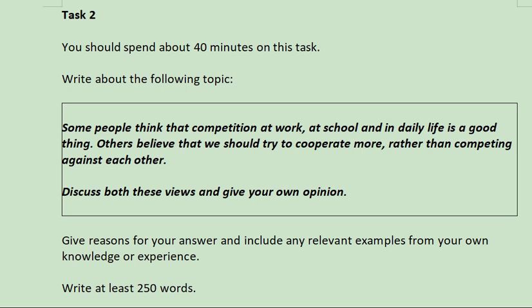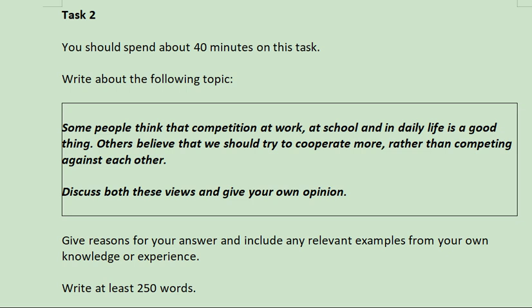Then the next bit's always the same. Give reasons for your answer and include any relevant examples from your own knowledge or experience. Write at least 250 words. Task 2 is worth 2/3 of your overall mark, so it is worth more than task 1. So if you do end up spending more than 40 minutes on this one, that's okay. This is where you need to really focus your best work.